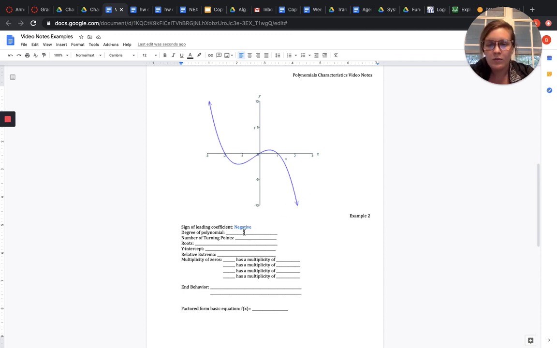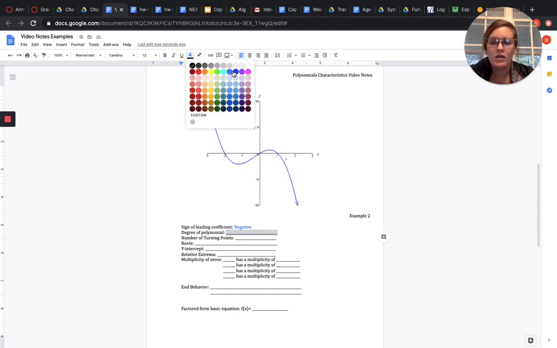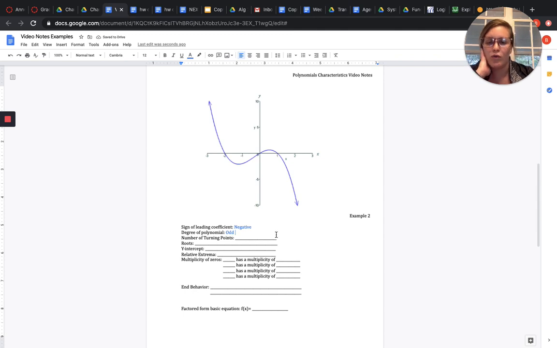Now the degree of the polynomial is based upon the direction of both arrows, not just the right arrow. If they're going the same direction, it's an even degree polynomial. When they're opposite like this, it's an odd degree polynomial. So think odd, opposite. That might be a good way to remember it. So it's an odd degree polynomial.